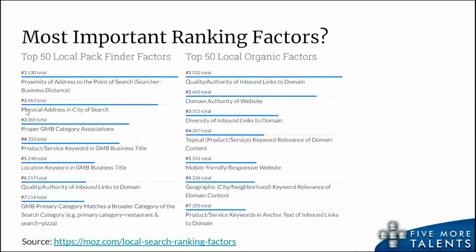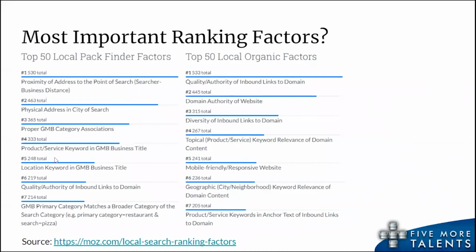All right, the second one is physical address and city of search. So if someone is searching for church in Lake Susie, Florida, then Google's going to try to show you other items that are in Lake Susie, Florida. Or if it's in Asheville, North Carolina, when you're searching for churches in Asheville, North Carolina, then it's going to show you those.